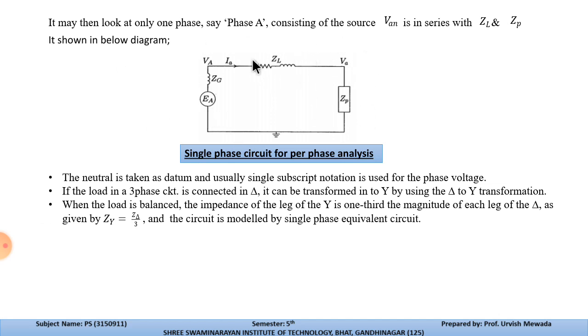And now if the load circuit is connected in delta, then it can be transformed into star using the delta-star transformation. When the load is balanced, the impedance of each leg of the star is one third the magnitude of each leg of the delta, that we already saw in the previous slide from the delta to star transformation, as given by ZY is equal to Z delta by 3, so that we already derived, and the circuit is modeled by the single phase equivalent circuit. So this is how we can do the per phase analysis.